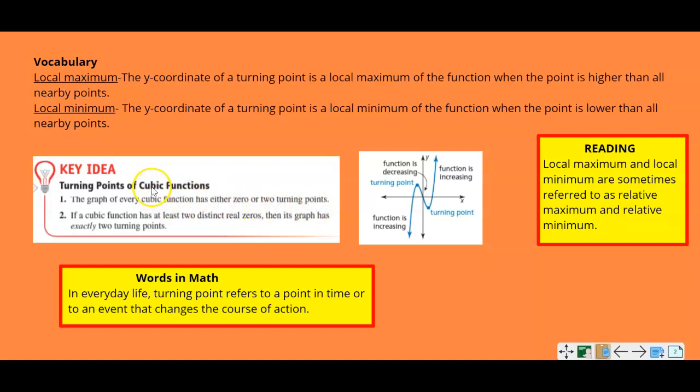All right, so a cubic function, a degree of 3, it means your highest exponent is 3, is going to have 0. So if it just comes up and kind of touches and goes up, then there's going to be 0 turning points. If it goes up, down, and up, that's similar to this, it's a degree of 3. It has 3 zeros, but it has 2 turning points. So a cubic function is going to have 0 or 2 turning points. That's important to remember. If a cubic function has at least 2 distinct real zeros, then its graph has exactly 2 turning points.